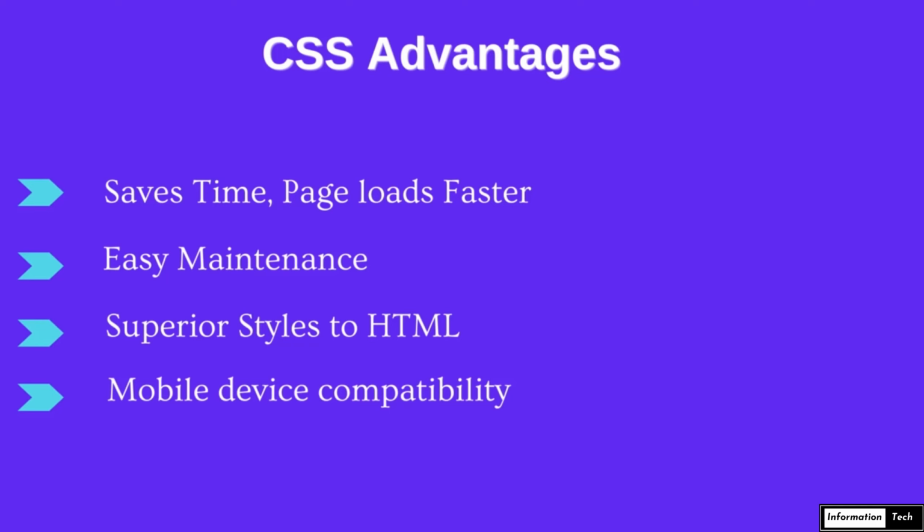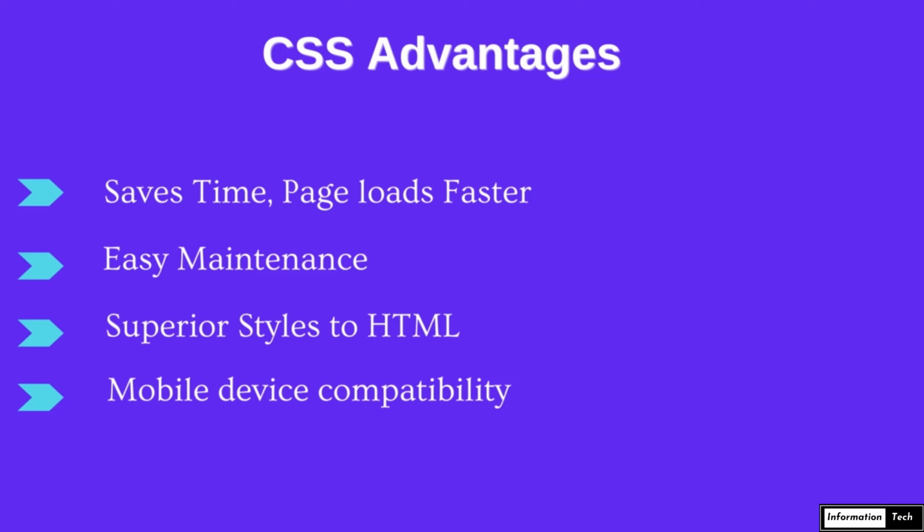Superior styles to HTML. Some of the tags actually do not contain many styles for the appearance. For example, the H1 tag or any heading tag doesn't have a property or attribute which can change the text color. If you want to say H1 color is equal to red, that is definitely not going to work. So using these styles, you can apply attributes on particular tags which basically don't have those attributes.